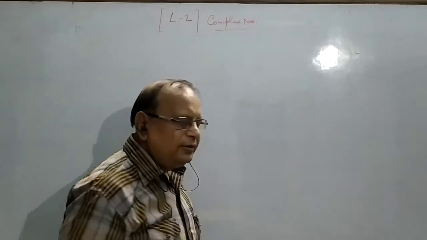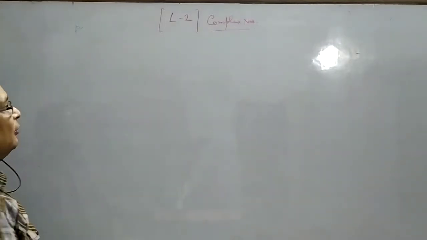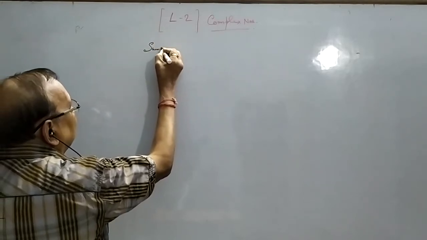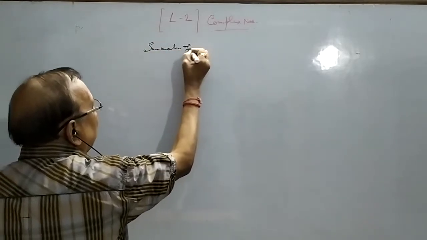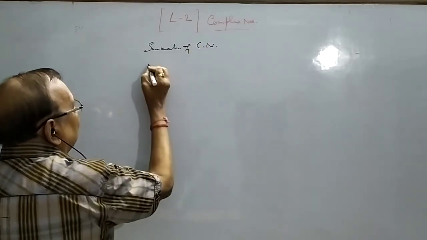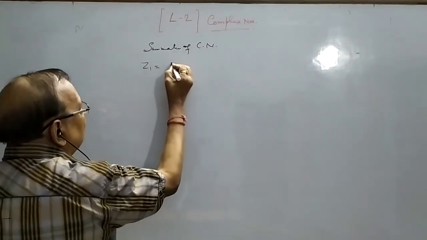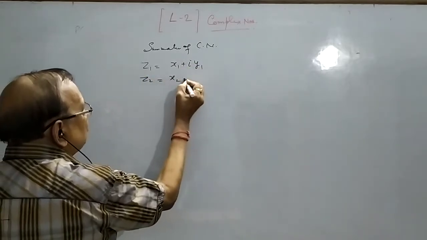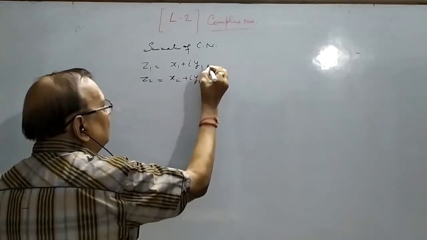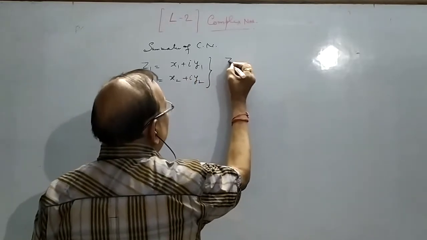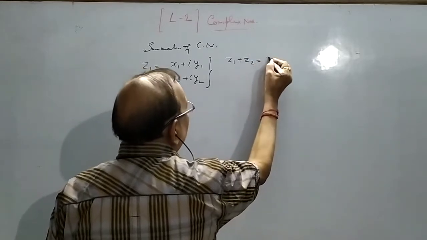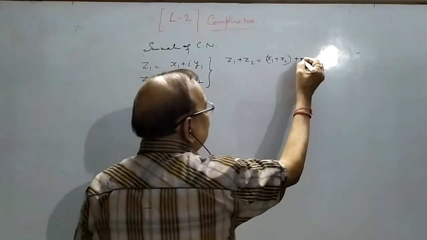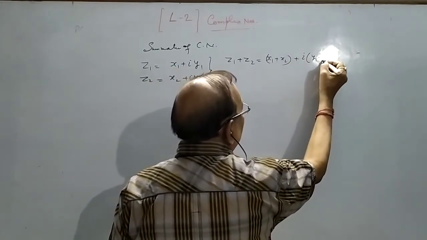Now, we consider the operations. First of all, summation of complex numbers. Suppose z1 is equal to x1 plus iy1, z2 is equal to x2 plus iy2. z1 plus z2 will be, we add real to real plus imaginary to imaginary. That is quite simple.